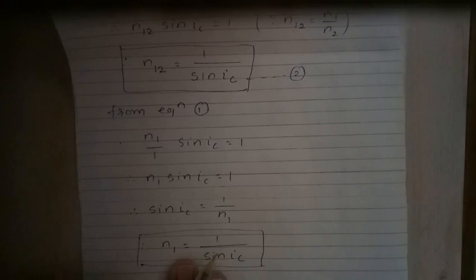So you have to remember the following formula. First formula: n12 is equal to 1 upon sin IC. Here n12 is equal to n1 upon n2. The value of n1 is as it is, the value of n2 is 1. So n1 upon 1 into sin IC is equal to 1. So n1 sin IC is equal to 1, so sin IC is equal to 1 upon n1, or n1 is equal to 1 upon sin IC.